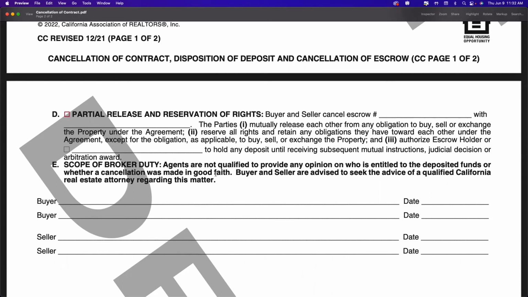There may be some kind of reasoning behind choosing that. The last one in bold, scope of broker duty. Agents are not qualified to provide any opinion on who is entitled to the deposited funds or whether a cancellation was made in good faith. Buyer and seller are advised to seek the advice of a qualified California real estate attorney regarding this matter. So what it's saying there is, hey, we know the contract says you should, but I don't know if there's some other legal issue, loophole, or finding that is going to cause the other party to have the right to do what they're doing.